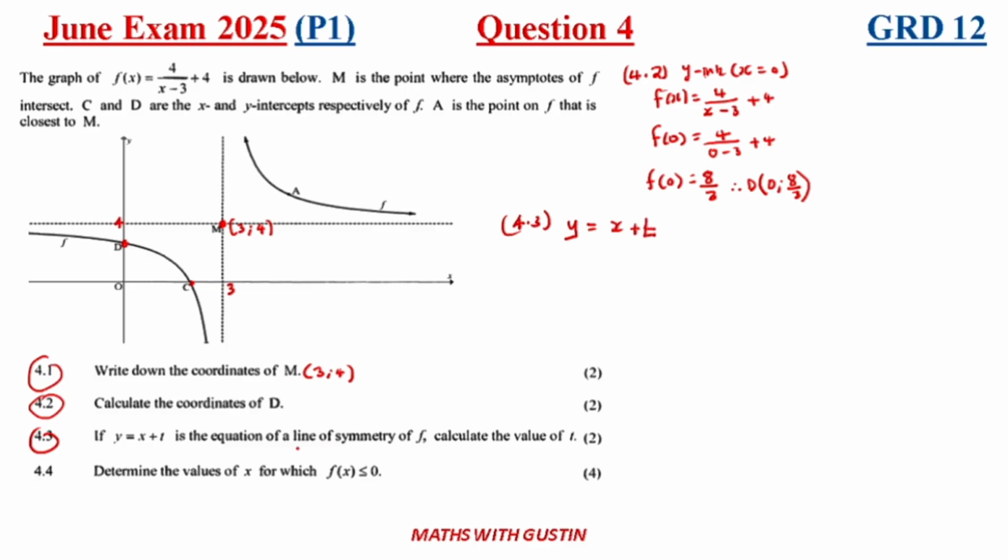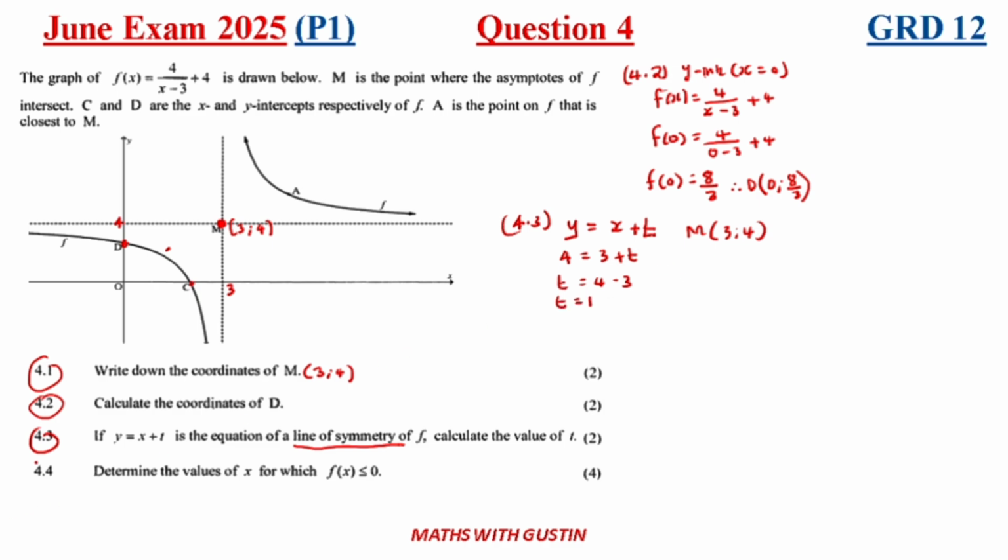So basically here, this is the line of symmetry with a positive gradient. So this line is passing through point M. Sorry about that, guys. If it's passing through point M, it's simple. I'm just going to substitute x and y here, then we'll find the value of t. So y is equal to 4, x is equal to 3, plus t. Therefore t will have to be 4 minus 3, which gives us t equals 1.